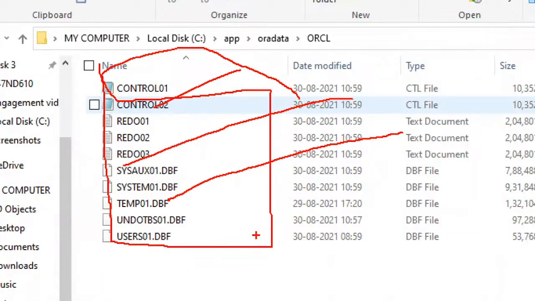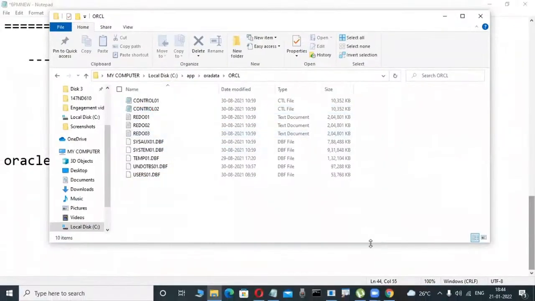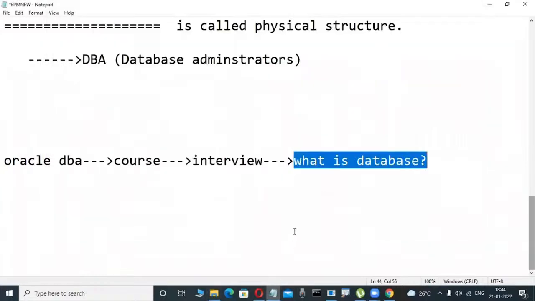They are well-known persons working with data files, redo log files, and control files, and the relation between the logical and physical sides. Those are all the things they have an idea about. That's why they say it is nothing but a collection of data files, control files, and redo log files. That is the correct answer from a database administrator's point of view.